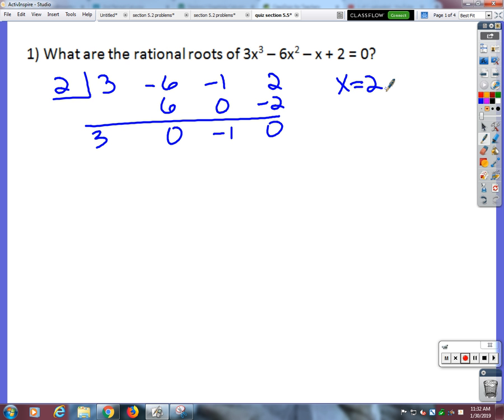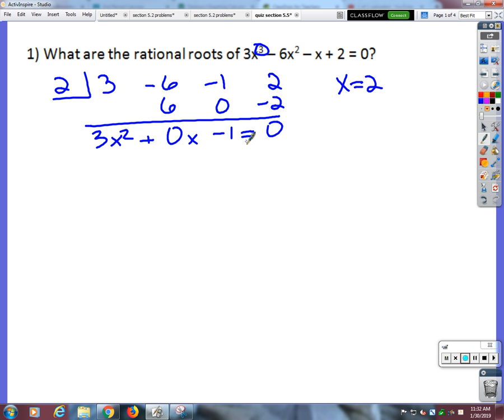Many of you, most of you stopped right there. But remember from what we talked about yesterday, if this is a cubic equation, you're going to have 3 answers, and we've only found 1. If this is x cubed, what is this? X squared. It goes down 1. So now I'm going to try and solve 3x squared plus 0x minus 1 equals 0.